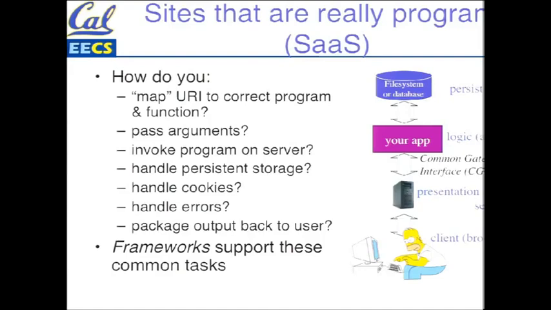So over time, as this architecture became the way things were done, frameworks began to evolve to support these common tasks in terms of the architecture. And as we'll see, Rails is exactly one of those.